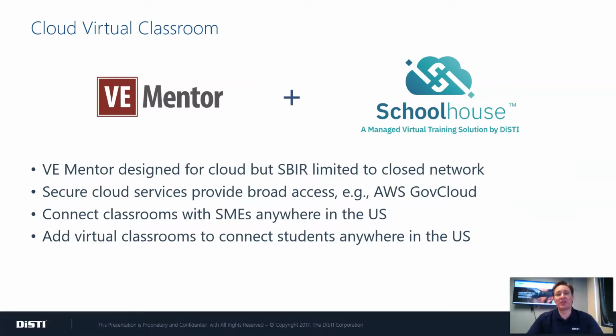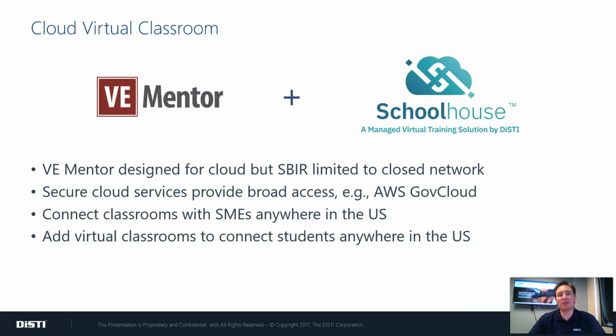VE Mentor was designed to function in a cloud environment, but this SBIR limited the scope to deployment on a closed network. To achieve this, a local server acted as the cloud, allowing connections from desktop, VR, and AR headsets. Because the cloud capabilities are still part of the architecture, VE Mentor could be deployed on a secure cloud like AWS GovCloud to connect classrooms with SMEs anywhere in the United States.